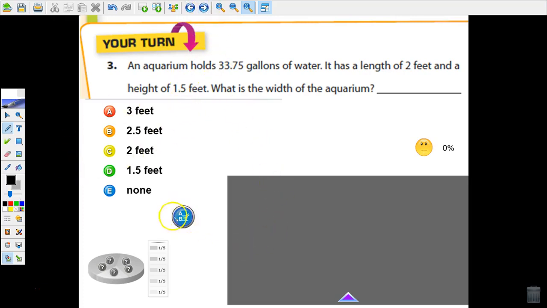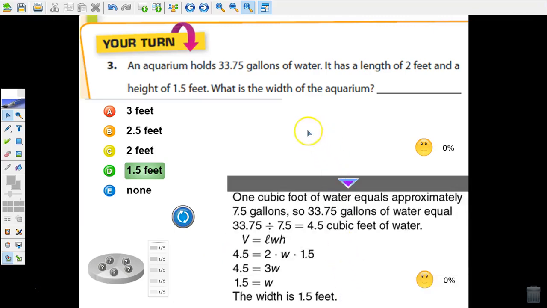Okay. Let's check out this answer. So 1 cubic foot of water equals approximately 7.5 gallons. So 33.75 gallons of water equals 4.5 cubic feet of water. From there, we know our volume. So we write our formula and then we plug in everything that they tell us. Length is 2, height is 1.5. And then we solve for W since that's what we're missing.